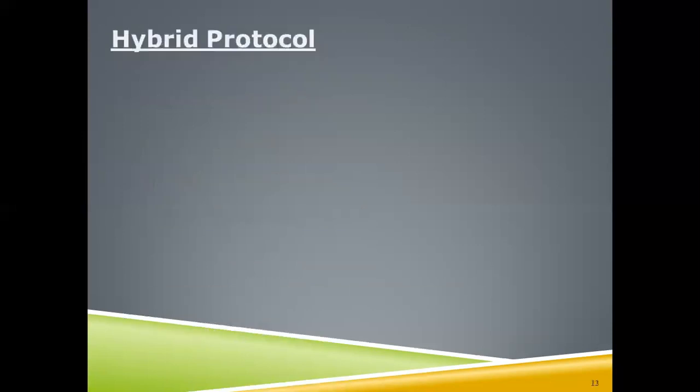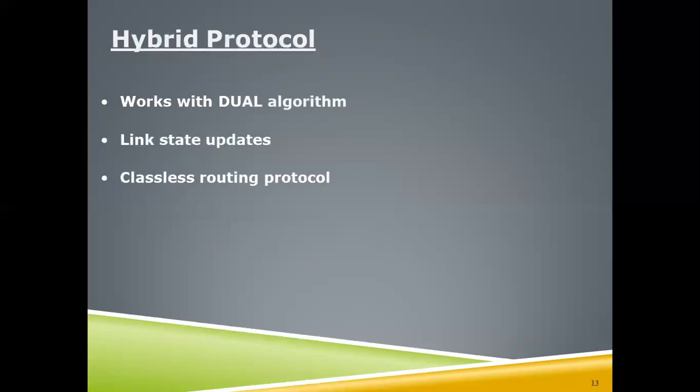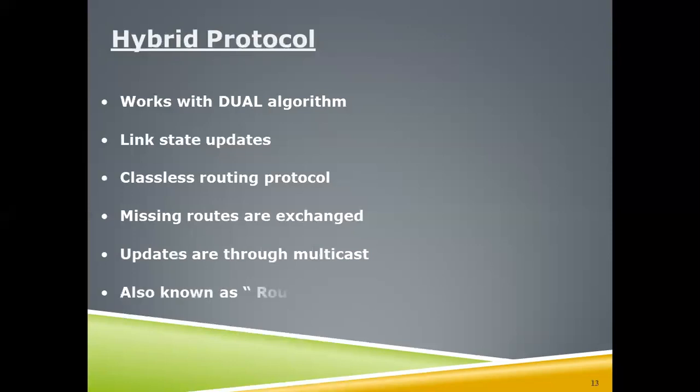Hybrid protocols. Hybrid protocols work with the DUAL algorithm. DUAL stands for Diffusing Update Algorithm. Link state updates are there. Classless routing protocols are there. Missing routes are exchanged. Updates are through multicast, also known as routing by intelligence. It's called a hybrid protocol because it has features of both link state as well as distance vector. For example, EIGRP. EIGRP is a hybrid protocol.